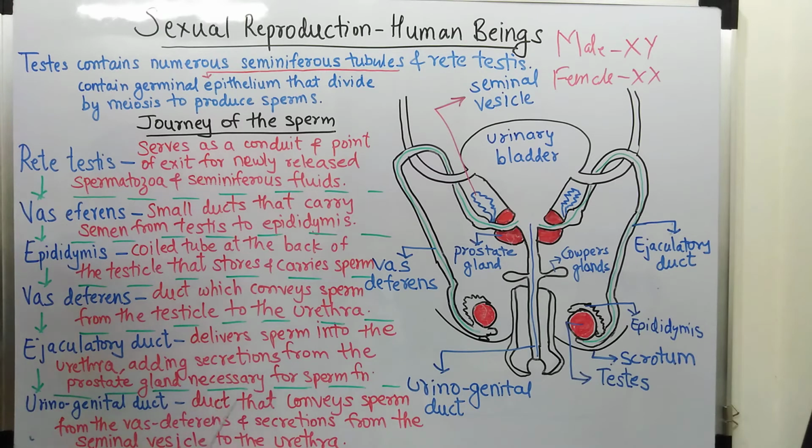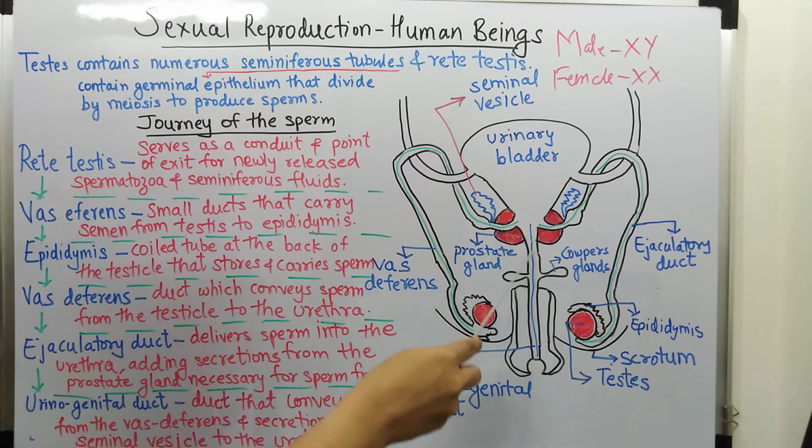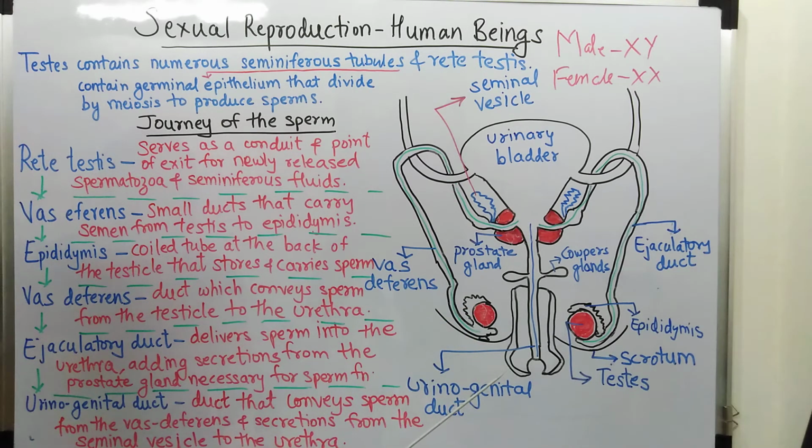urethra. तो seminal vesicle के भी जो secretions हैं अभी वो इसमें add हो जाते हैं and add होके it is passed on out into the urinogenital duct. Okay, so this is the pathway of the sperm.